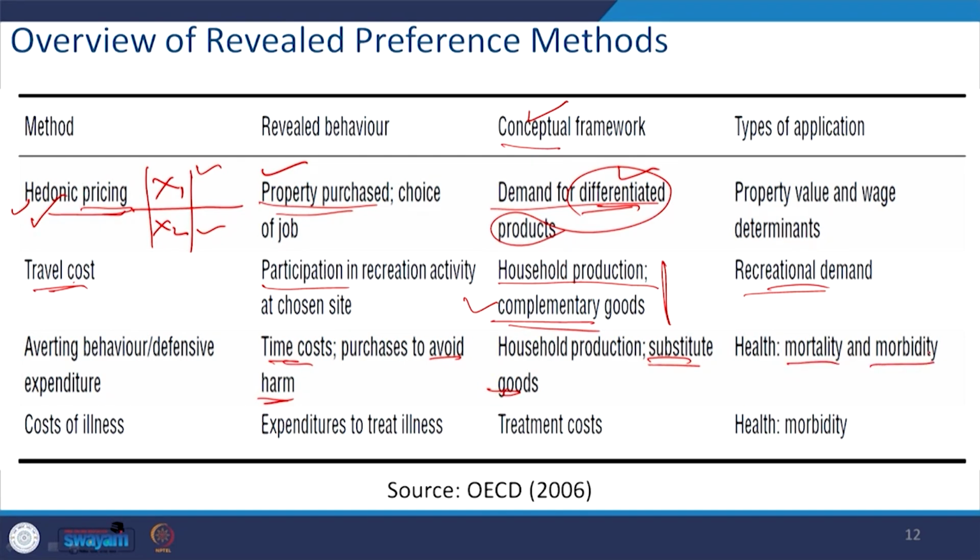And the last method under the revealed preference method is the cost of illness. Here, the preferences or behavior are revealed in terms of treating the illness.